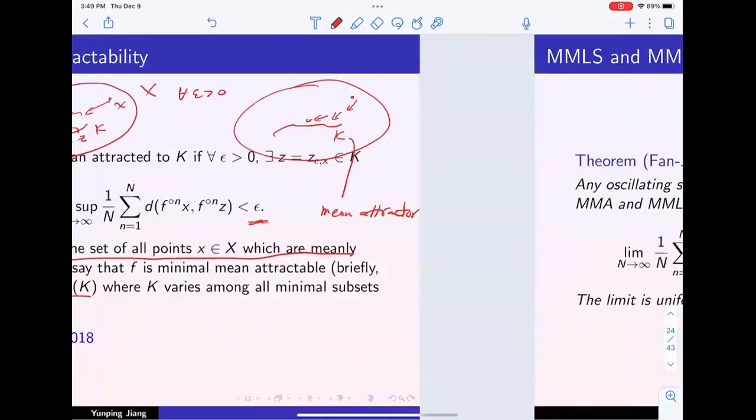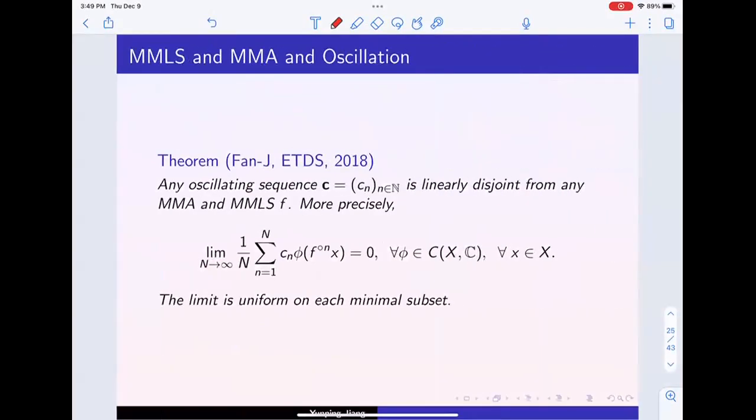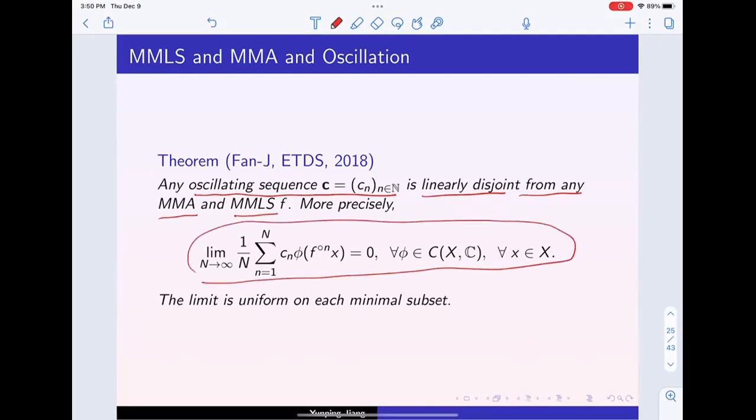Now the theorem in this direction, which we first proved and which was published in Ergodic Theory and Dynamical Systems, is that any oscillating sequence is linearly disjoint from an MMA, MMLS flow. Precisely, that means this, and I just have a definition. Also the limit on each minimal set is uniform. So that is one thing it says: oscillating sequence.